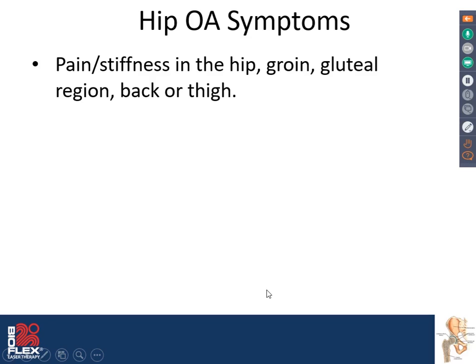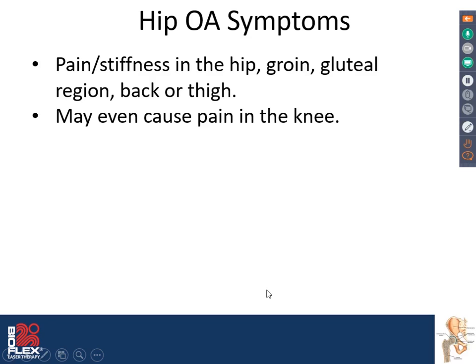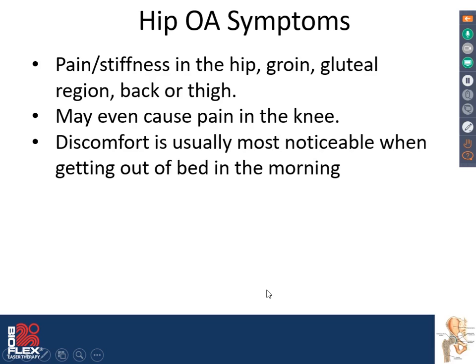Of course, we're pretty familiar with the signs and symptoms of hip OA, so I won't spend a lot of time. There's going to be pain and typically stiffness in and around the hip, groin, gluteal region, or even the back or the thigh region. Sometimes patients also talk about knee pain. So you do need to make sure that there's not an actual knee condition going on, but it's not uncommon for patients to be having referred knee pain as well.